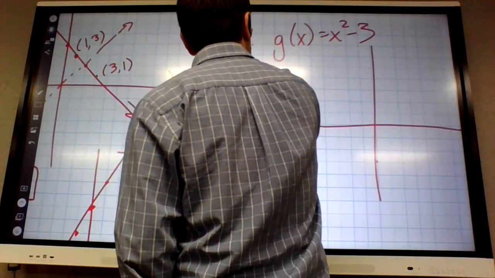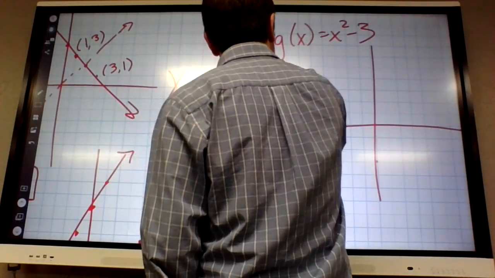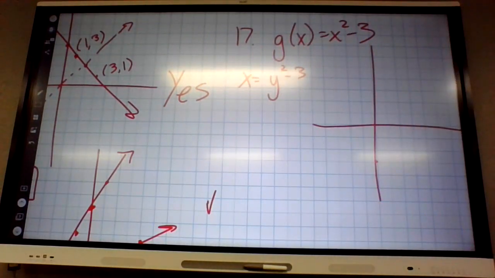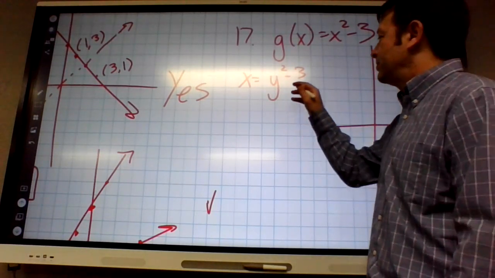So I'm going to switch the y and the x. g of x is like the y. Okay, now how do I solve this for y? Add 3.